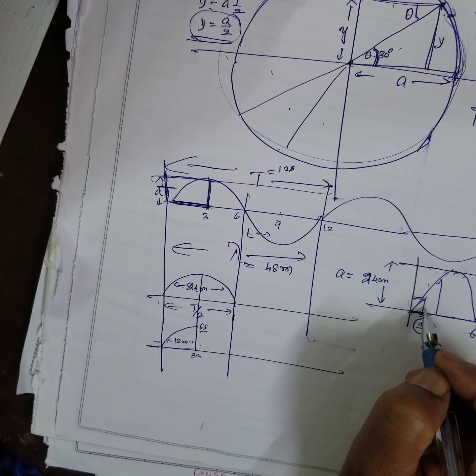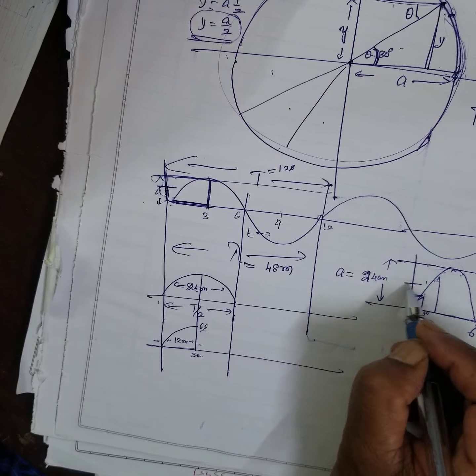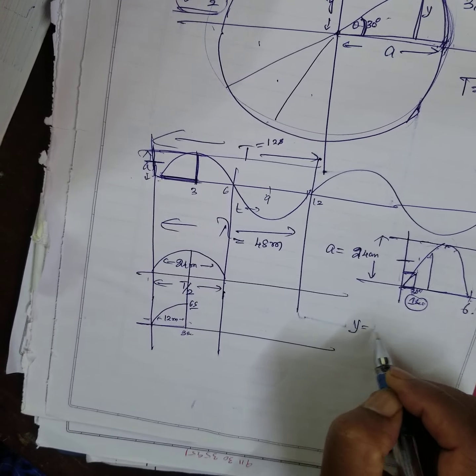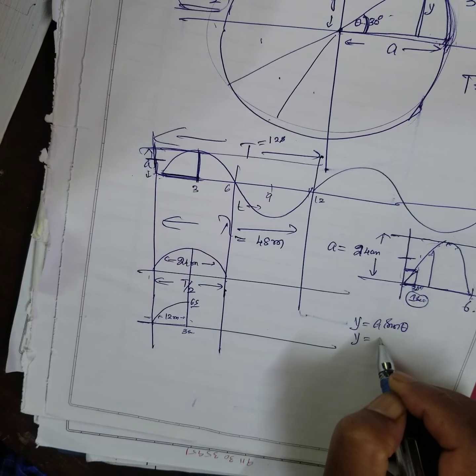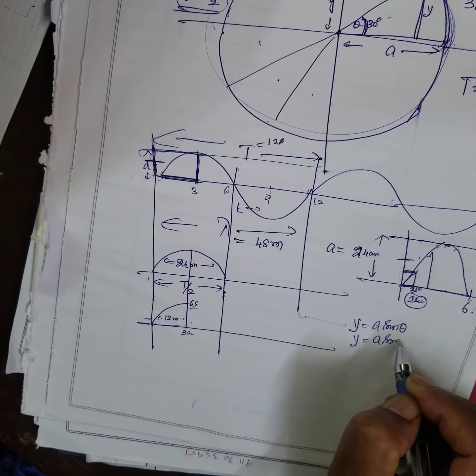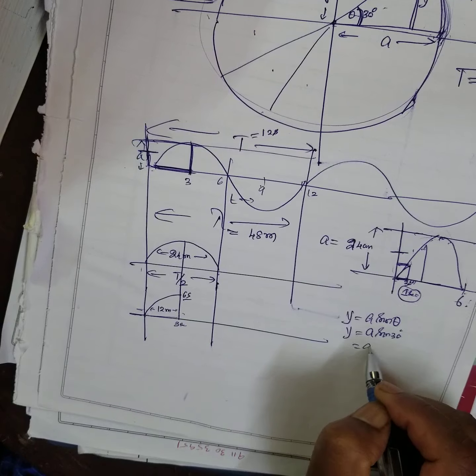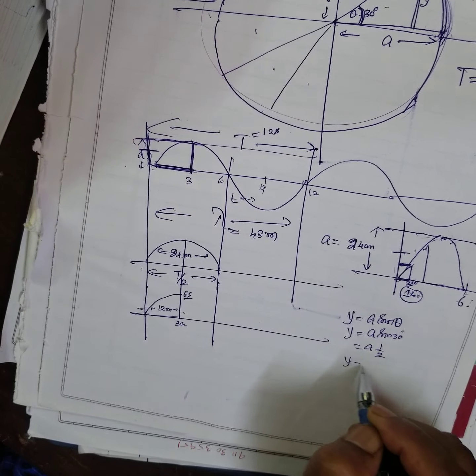Now we have to see. This height is what? This much or this much? Y is equal to A sine theta. Y is equal to A sine 30 degree. That means A sine 30 is what? Half. Y is equal to A by 2.